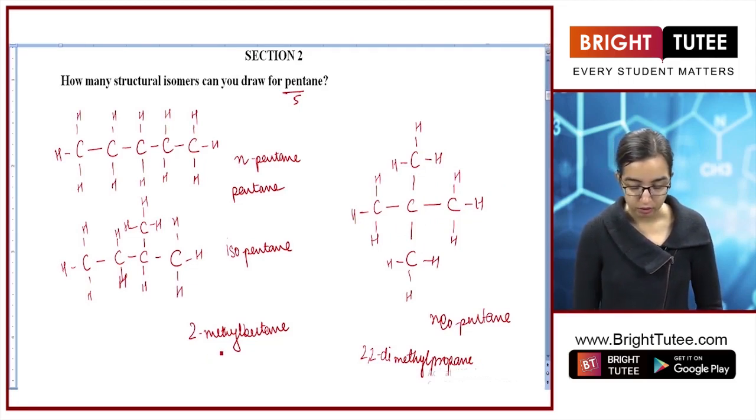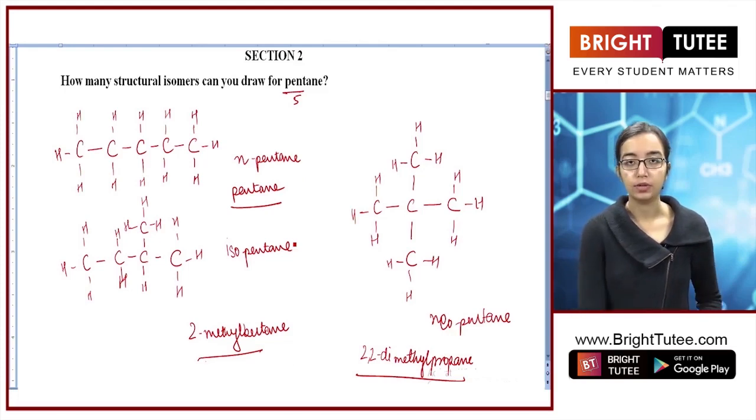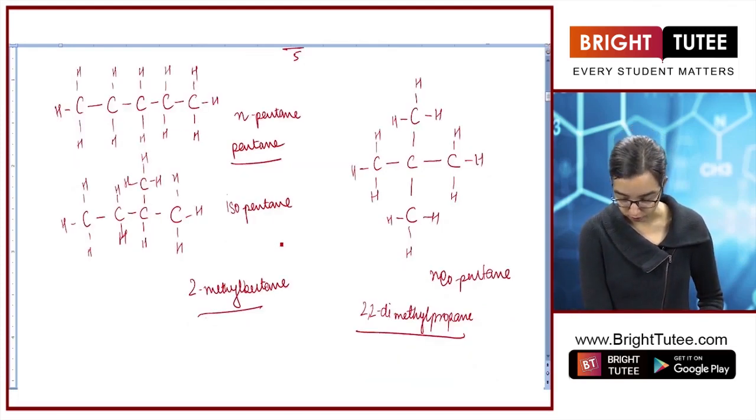This is 2-methyl butane and this is pentane. These are the IUPAC names, and these are the common names: N-pentane, isopentane, neopentane. These are the different forms of isomers for pentane. Let's move on to the next question.